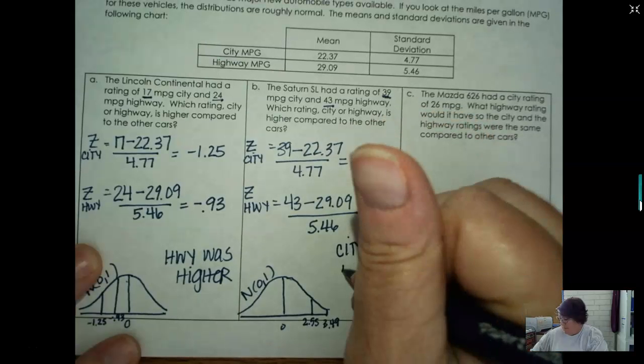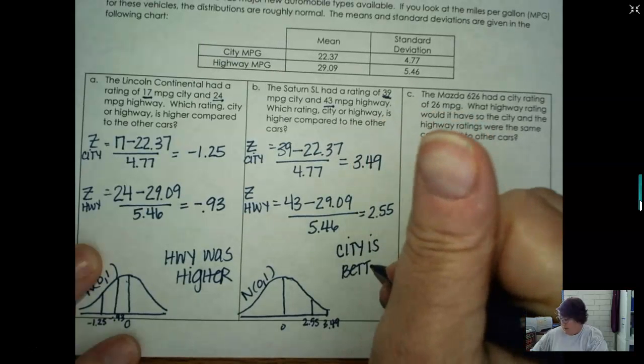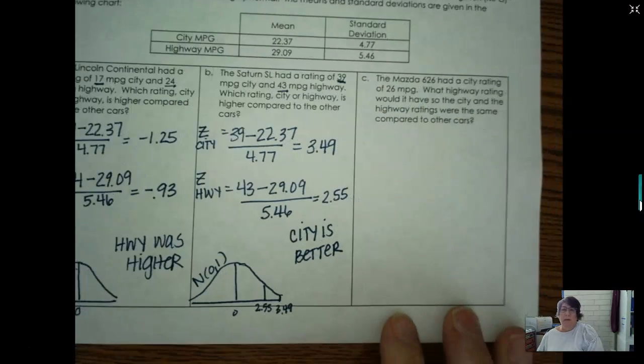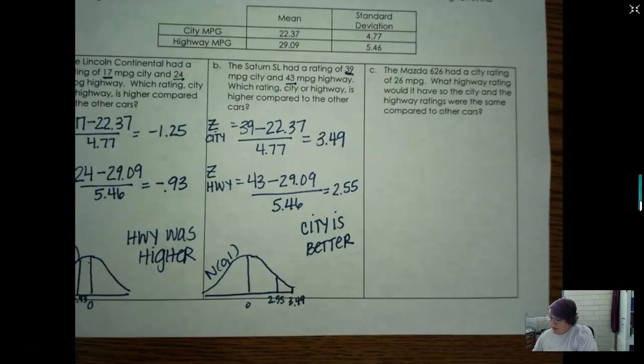Okay, for our last question, it's a little bit different, but let's see if we can figure it out. The Mazda 626 had a city rating of 26 miles per gallon. What highway rating would it have to have so the city and the highway ratings were the same? Essentially what it's asking is, how can we make them have the same Z-score? We want them to have the same relative position.